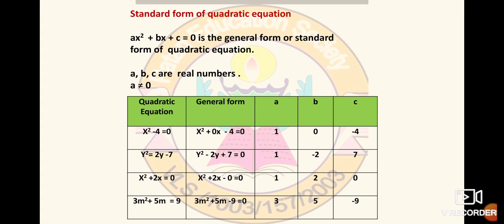If you observe this table carefully, you will find that in the first example b is 0, in the third example c is 0, but in none of the examples is the value of a equal to 0. So it is suggested that the value of a should be a non-zero number.